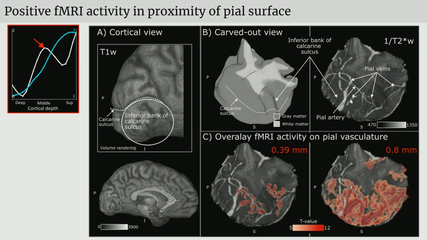So in bright, you see that the vasculature is all highlighted. I overlay on top of this the activity that we obtain at 0.39 and 0.8. And I hope you can appreciate how tightly the activity follows this venule inside the cortex on the pial surface, compared to 0.8, where everything looks a little bit more blurry.